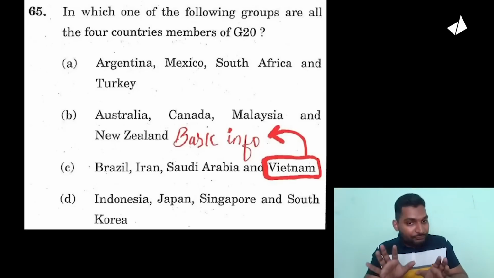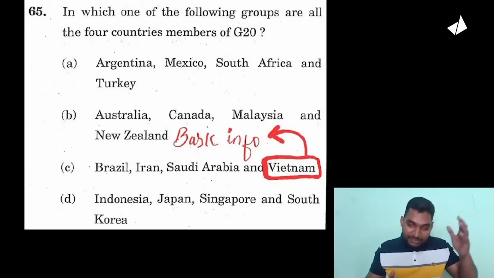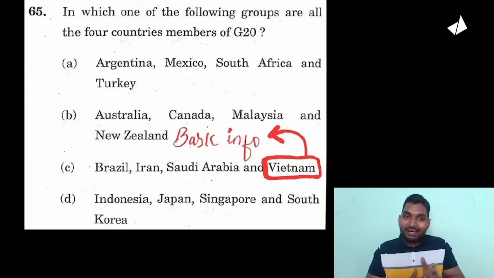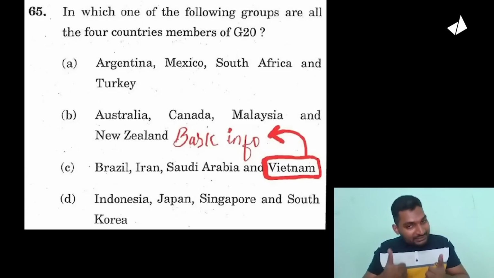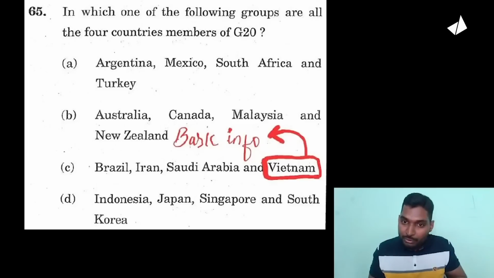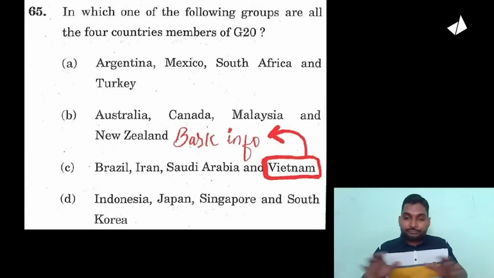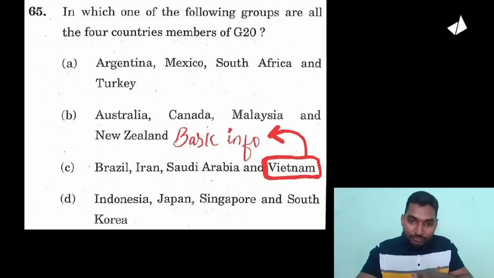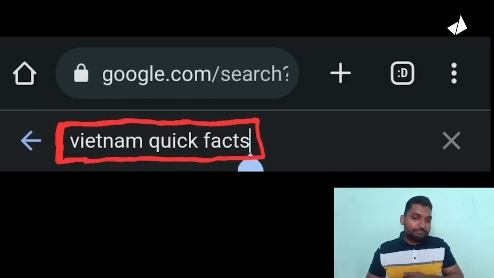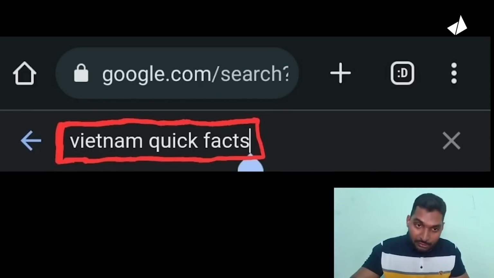now this is a good example of level 4 analysis. We have been given a list of many countries. The question says, in which one of the following groups are all the 4 countries members of G20? Now here we go for level 4 analysis, precisely because these are very general names of countries, very generic terms given to us. So our analysis, our research becomes very broad based, and we search various facets with respect to these terms, and one of those facets was some basic information about these countries with respect to Vietnam and other countries. So we search this on the browser, Vietnam quick facts, and we get many results.